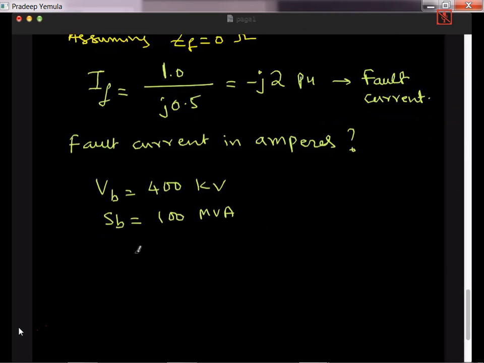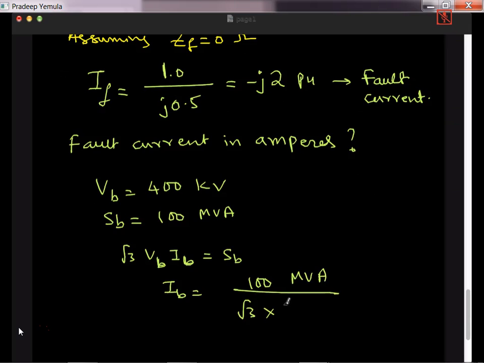So in a three-phase system, root 3 VL IL, or root 3 V base I base, equals S base. From this I get I base as 100 MVA divided by root 3 into 400 kV. The kilo will cancel the mega, 1000 will come here, and the zeros cancel. So finally I'll get 1000 by root 3 into 4. Let me do that.